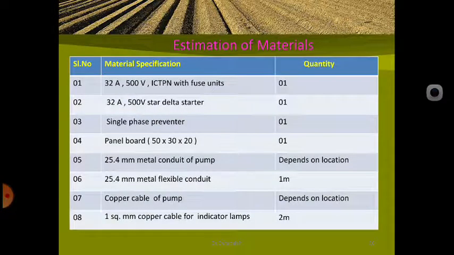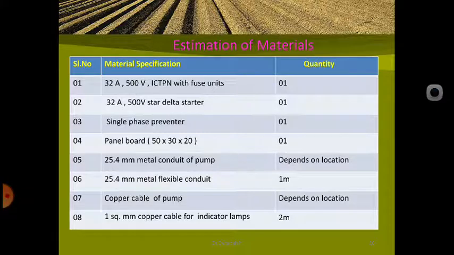Here, a 32 ampere, 500 volt, 3 phase ICTPN switch with fuse unit is required, 1 number. A starter is also required, whether the DOL starter or the DOL 3-pin starter, 1 number. A single phase preventer is required, 1 number. A panel board of size 50 by 30 by 20 centimeters, and a metal conduit of 2.4 meters for the pump. Depending upon the location, we are going to lay the metal conduit here.